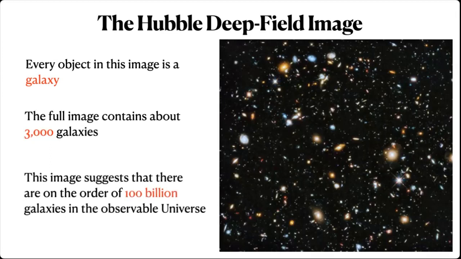If you multiply that by the number of these little patches required to fill the sky and assume that one part of the sky looks like any other, which is one of the basic assumptions of cosmology, then you get on the order of 100 billion galaxies in the observable universe.